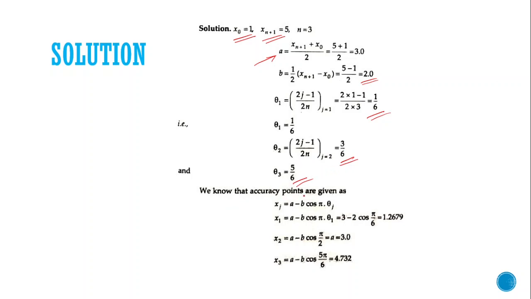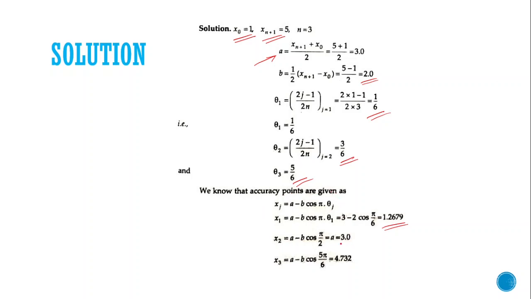And we know that the accuracy points are xj is equal to a minus b cos pi into theta j. This is the equation for the accuracy points. When j is equal to 1, we can calculate the first accuracy point. Then x1 is equal to a minus b cos pi into theta 1. That's equal to 1.2679. Here theta 1 is equal to 1 by 6 and pi into theta 1 is equal to pi by 6. We can substitute that value in this equation.